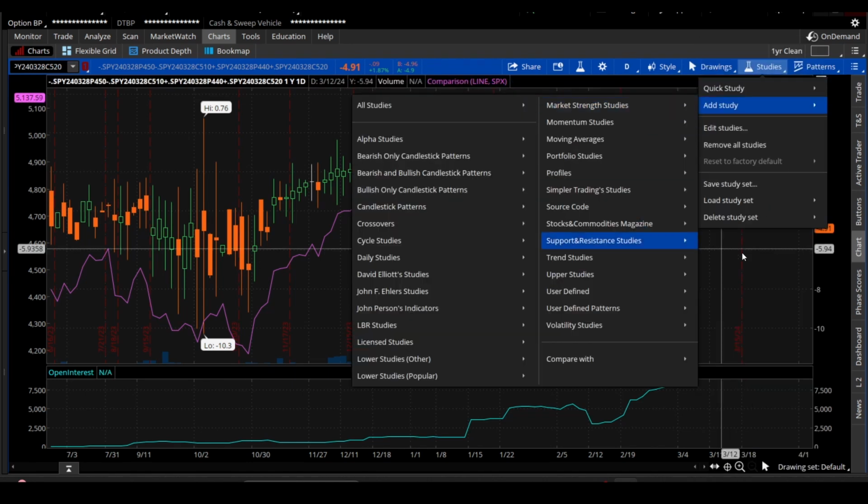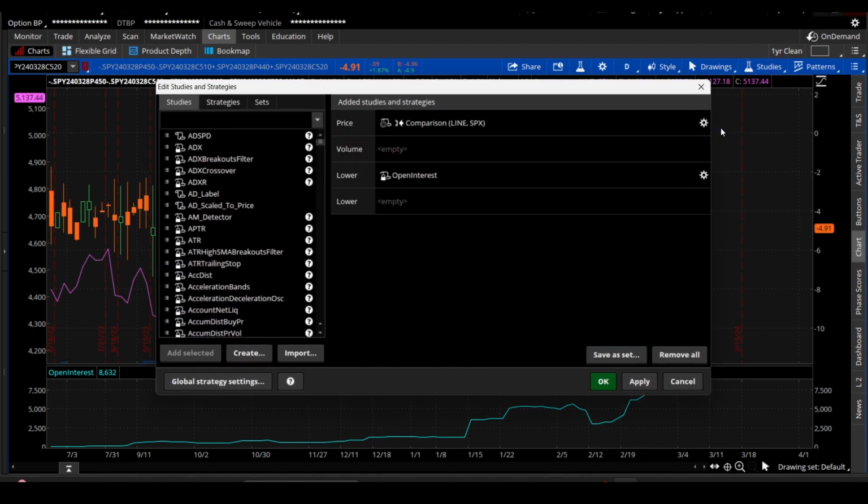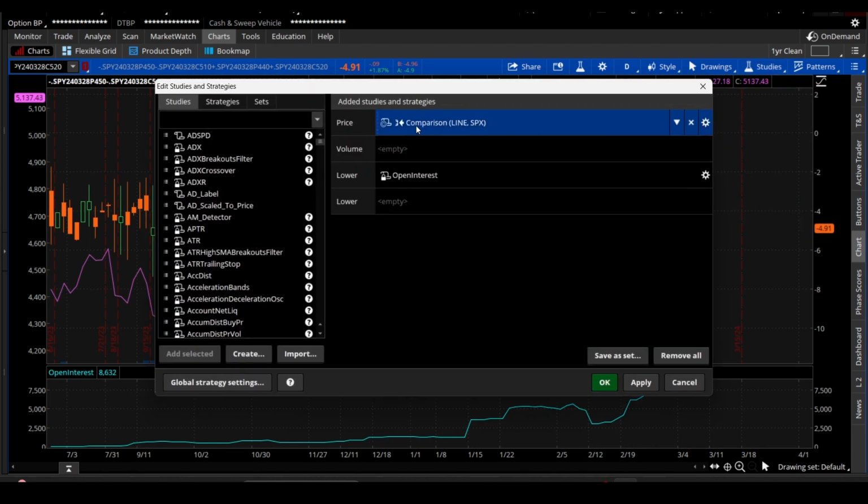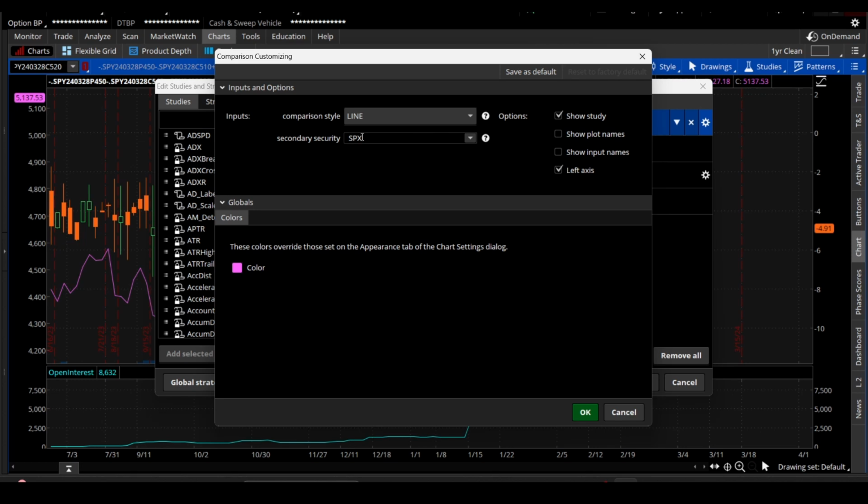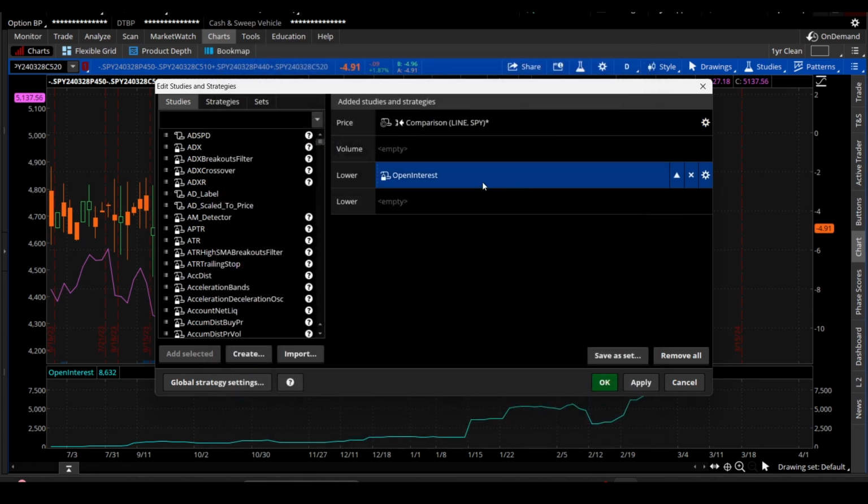And one thing to make this a little bit easier for you is go to your studies, add or edit studies, and make sure you add a comparison line. I think this makes it a little bit more helpful. That way you can compare the price of the underlying that you're looking at. So I'm going to choose SPY. And then another thing I do is put the open interest on a lower time frame right here. Otherwise it'll be up here on the chart, which isn't too bad, but it's a little bit easier to read when it's on the bottom. So I do recommend that you do that.